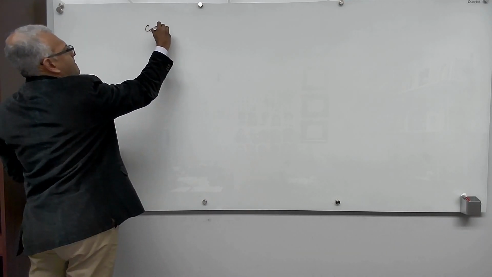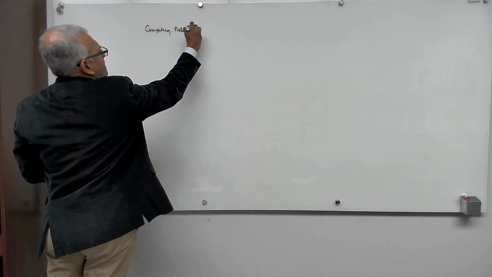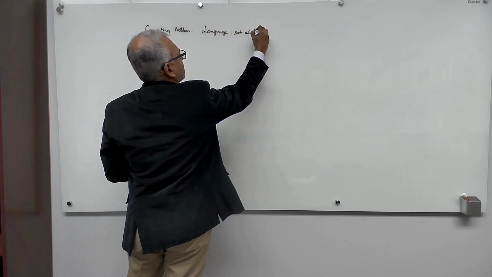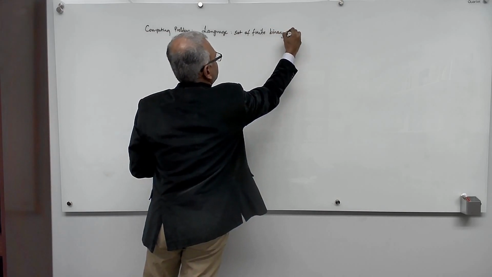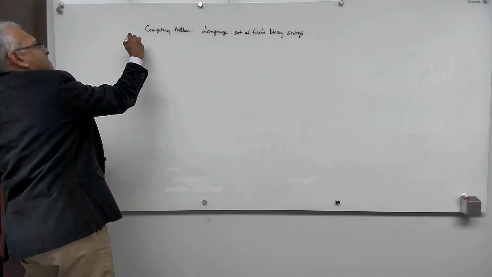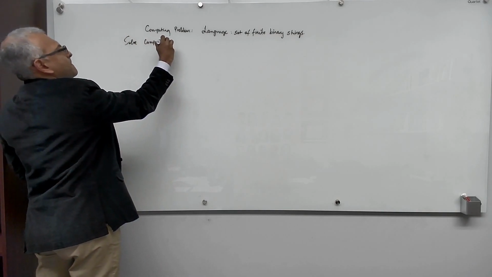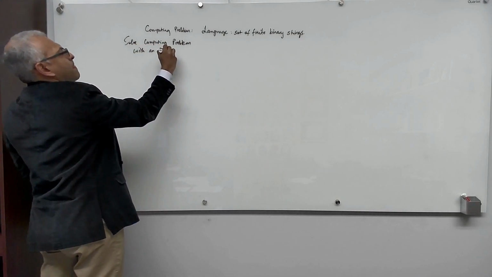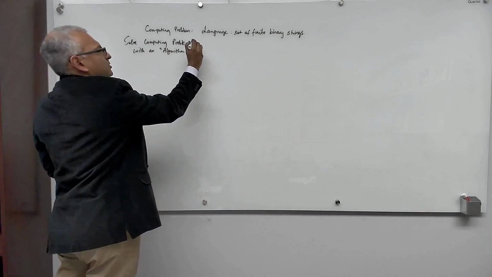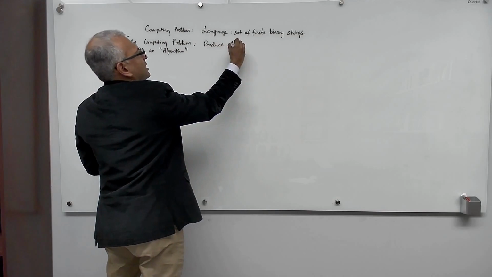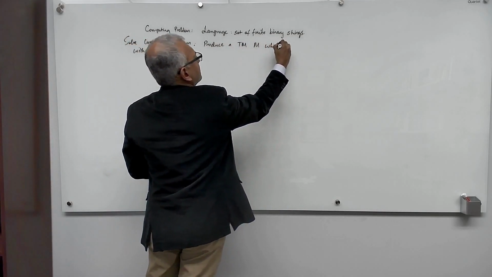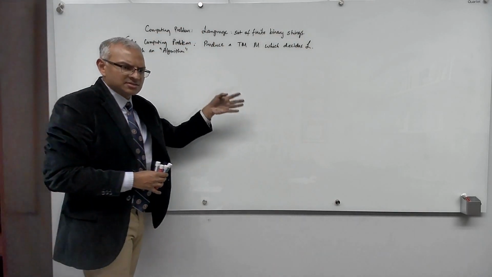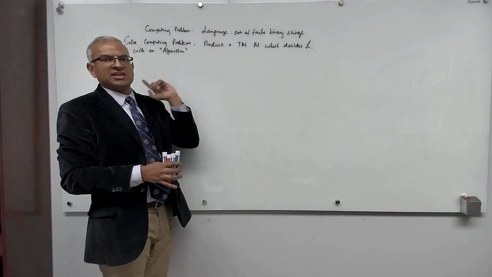Computing problem is a language, a set of finite binary strings. To solve a computing problem with an algorithm is to produce a Turing machine M which decides L. Decides means if a string is in L, the Turing machine halts and says yes. If a string is not in L, the Turing machine halts and says no.